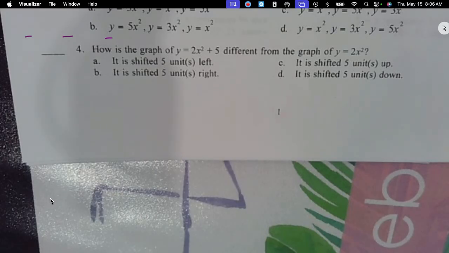Okay, y'all, on number 4, how is this one different from the second one? They both have a 2x squared. That's not different. What's different? This one has a plus 5. Where does that plus 5 move? Up. It moves it up 5. So I'm going to pick the one that says up 5, which is C.